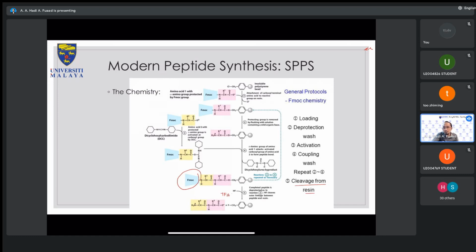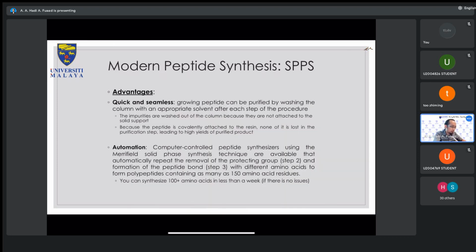You can use HF, but HF is more dangerous, so normally people will tend to use TFA to cleave it off the resin. Okay, so what are the advantages of SPPS in comparison to SPS? Well, number one is quick and seamless.